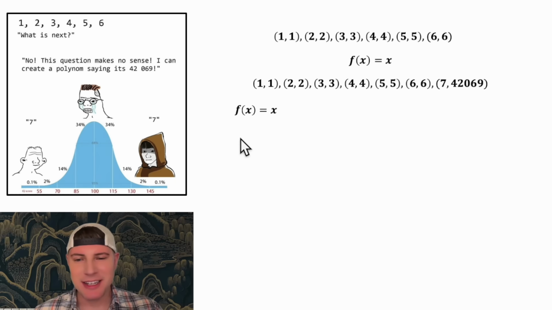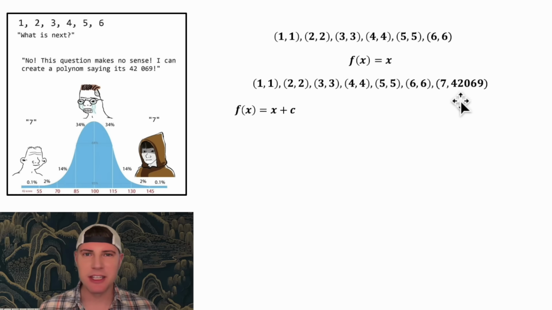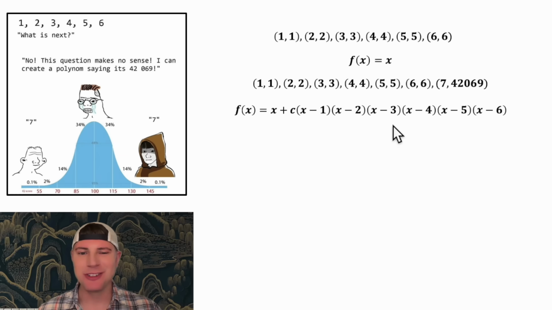So let's start with that down here. F of x equals x. That'll take care of all of these 6. And then to get this one, we're going to have to add some value of c. But we need this c to be 0 for all 6 of these points. So we're going to multiply that c times x minus 1 times x minus 2 times x minus 3, x minus 4, x minus 5, x minus 6.